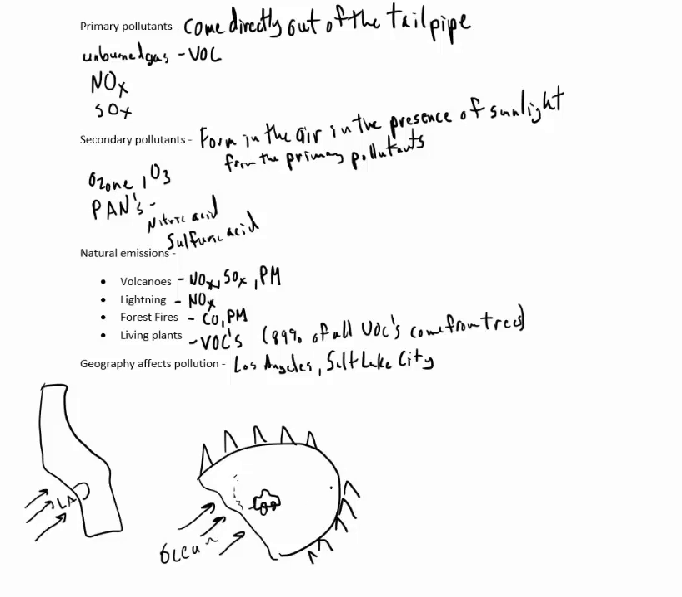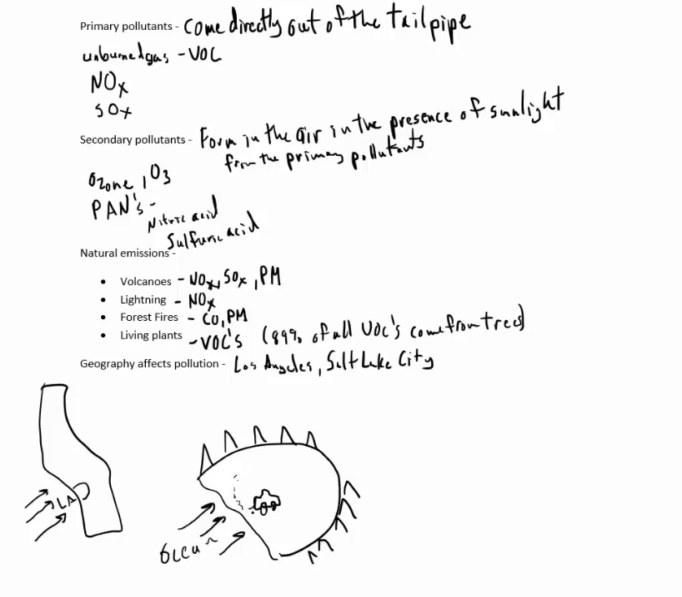But we're not surrounded by mountains. So when our cars put pollution out, a lot of that just blows away and gets dispersed because it's pretty windy here in Texas, and we don't have mountains trapping all those pollutants. So geography affects pollution. In Salt Lake City, it's kind of the same thing.